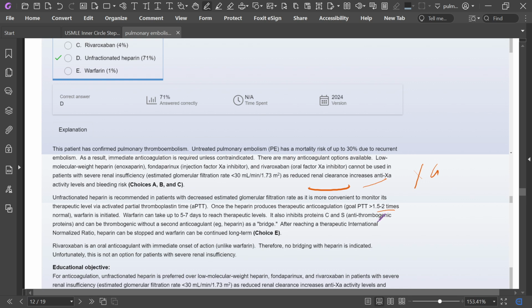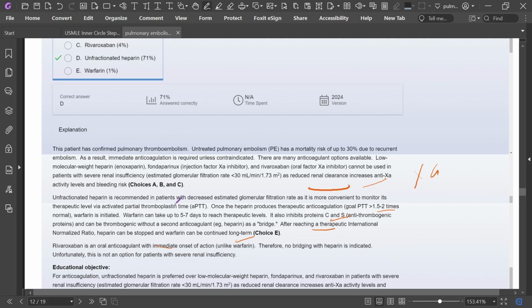Warfarin is then initiated. Warfarin can take 5 to 7 days to reach its therapeutic level. It also inhibits protein C and S and can be thrombogenic without a second anticoagulant, heparin, as a bridge. After reaching the therapeutic INR, heparin can be stopped and warfarin can be continued long term.